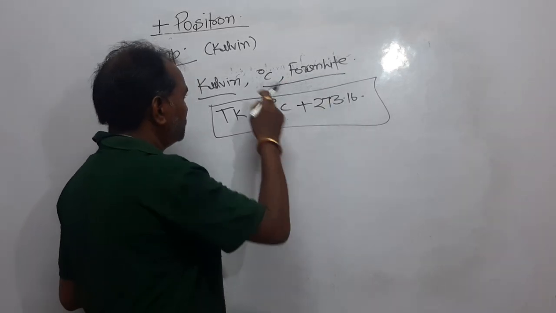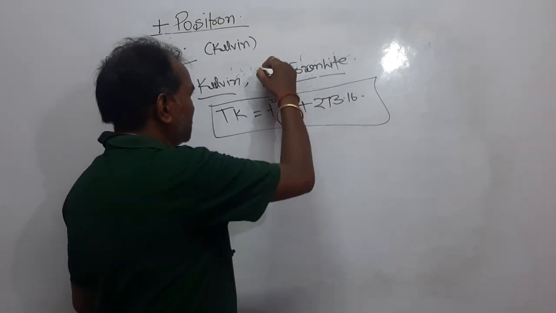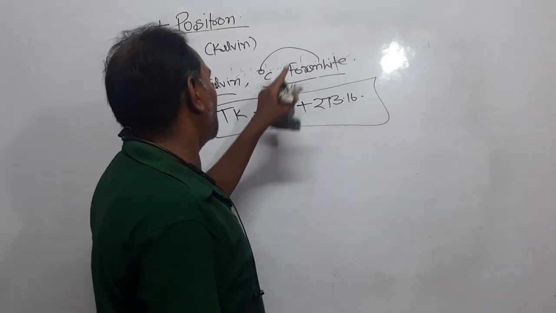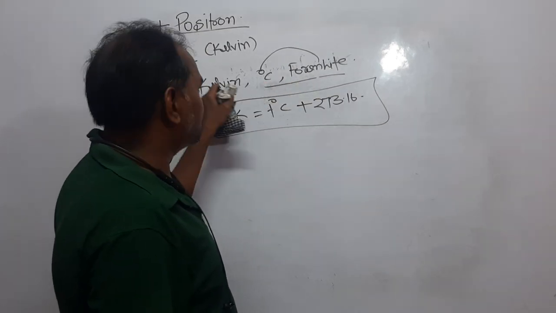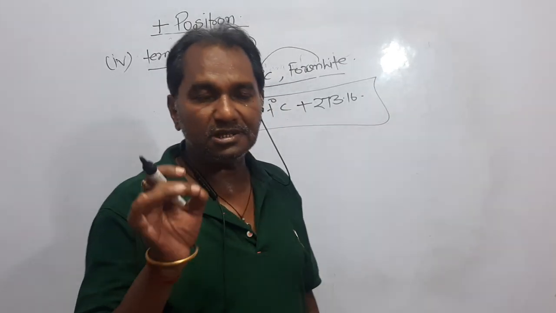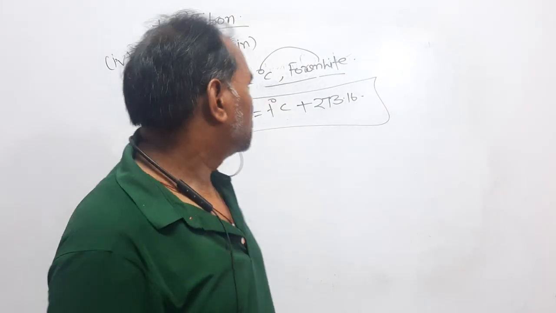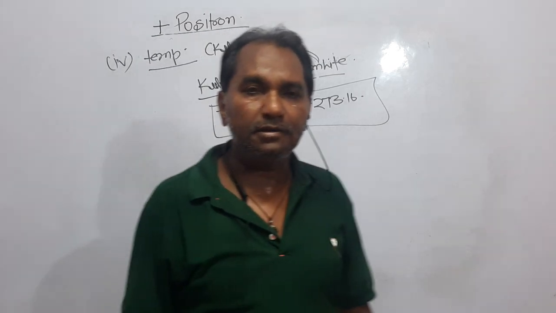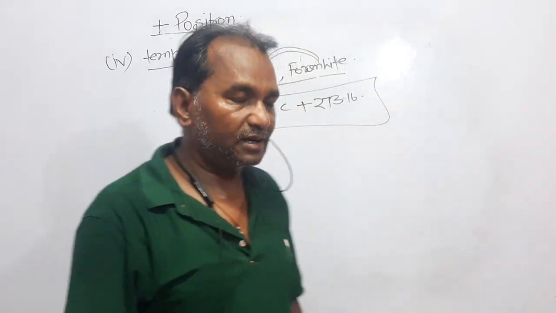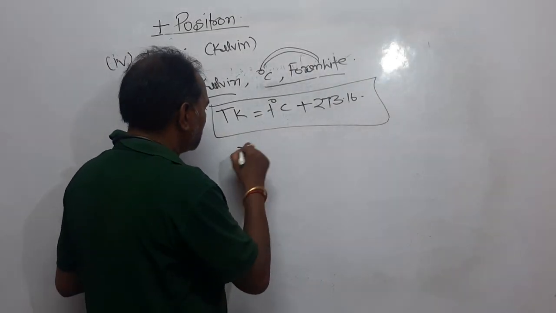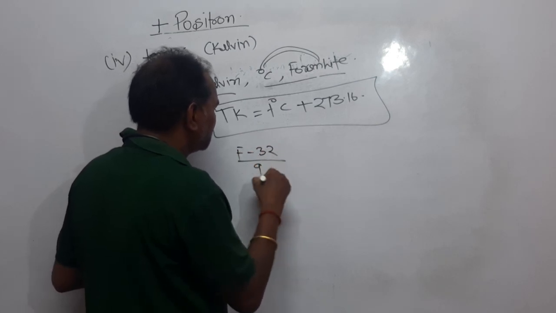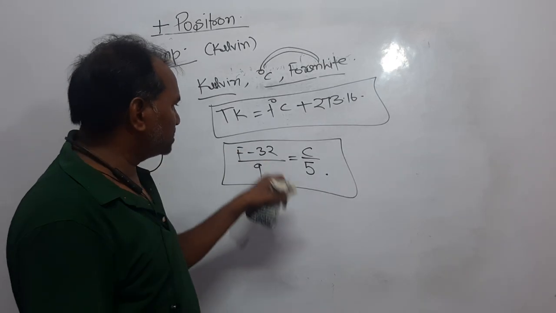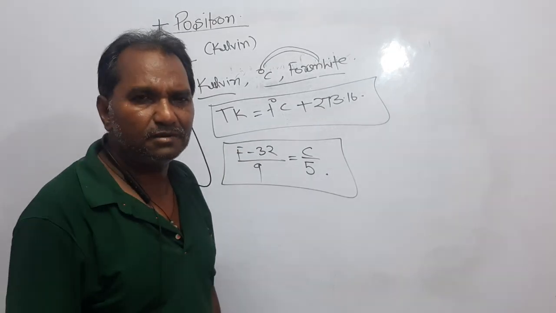Now, how can Celsius be converted? How is this conversion possible? First convert the Celsius into Fahrenheit, and Fahrenheit into Celsius, and then Celsius can be converted into Kelvin just by adding 273. So what is the formula used for the conversion of Fahrenheit into Celsius or Celsius into Fahrenheit? That is F minus 32 upon 9 is equal to C by 5. Simply, the conversion formula is F minus 32 upon 9 is equal to C by 5.